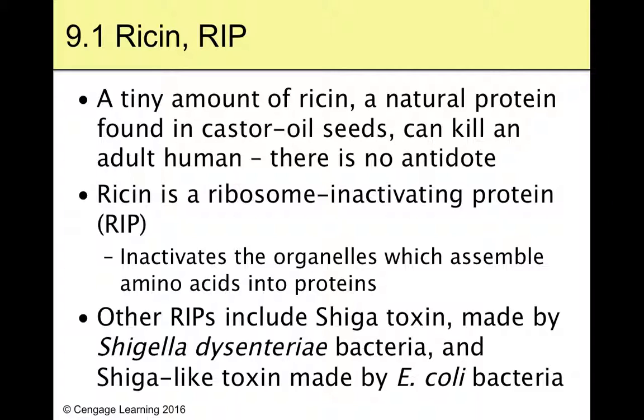And so ricin, this little protein, is a ribosome inactivating protein. That's the RIP. And what it does is it inactivates ribosomes. And once you inactivate a ribosome, your body can't make proteins anymore, which means that everything you need proteins for is not going to work, and you're going to die.